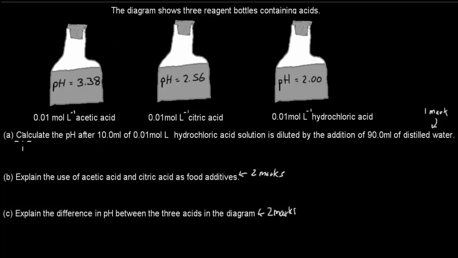The questions are: A. Calculate the pH after 10 mL of 0.01 molar per liter hydrochloric acid solution is diluted by the addition of 90 mL of distilled water. B. Explain the use of acetic acid and citric acid as food additives. That's worth 2 marks. And C. Explain the difference in pH between the 3 acids in the diagram. That's worth 2 marks. So when you're ready, pause the video and attempt the question, and press play when you're ready.